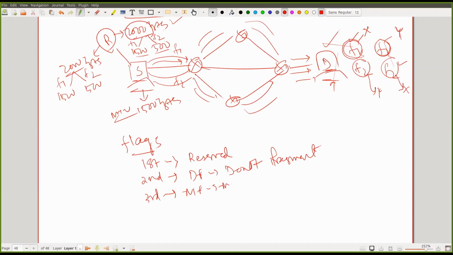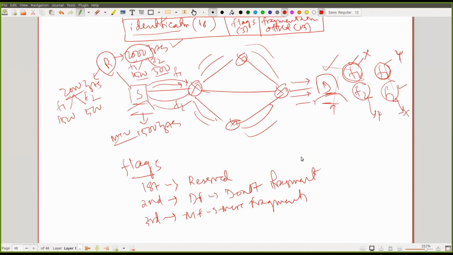That is more fragments. Let's look into this more fragments first. What is the usability of it? If I look here, I have an original datagram of 2000 bytes. Now it has been divided into 2 fragments, 1500 and 500. This MF is one flag bit, so either it can be 0 or it can be 1.